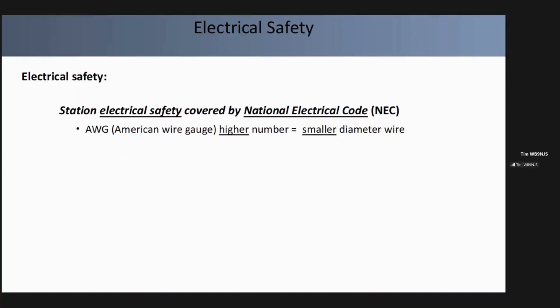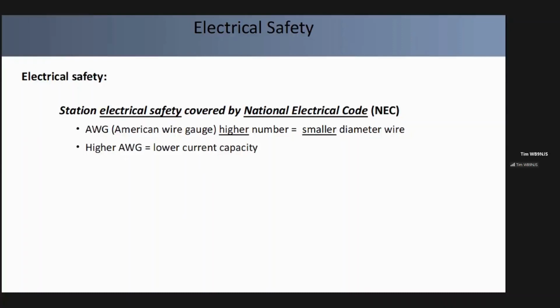One of the things that the NEC specifies is wire gauge. And there's a couple questions on that, but let's talk about wire gauges. You'll see the AWG, the American Wire Gauge, with the numbers. So AWG 10, AWG 12. The higher the number, the smaller diameter the wire is. Okay, so number 22 wire is much smaller than number 8.